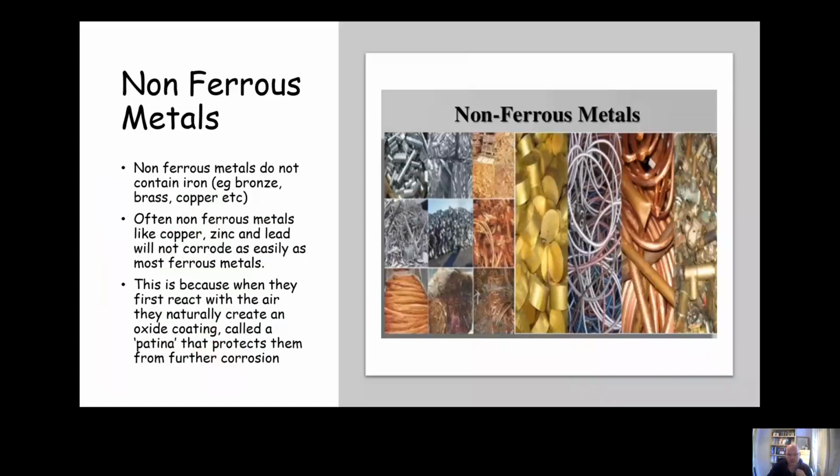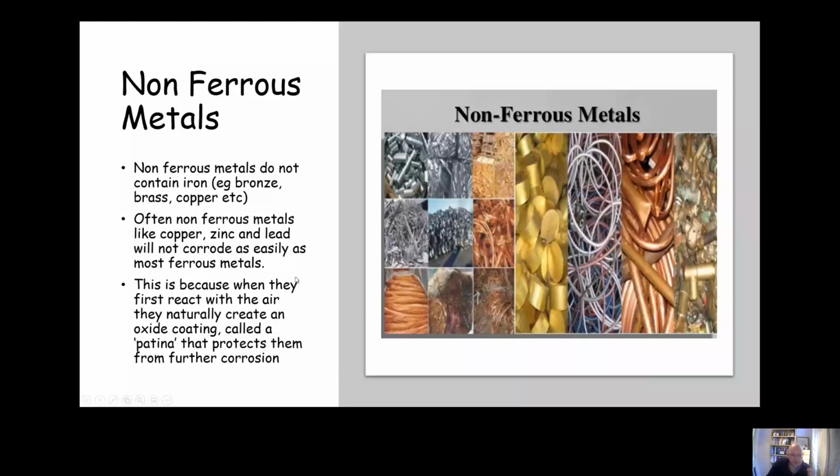Now we're going to briefly talk about non-ferrous metals. Essentially, non-ferrous metals are any metals which don't contain iron. So basically every other metal apart from iron and steel, really. Interesting point, quite often non-ferrous metals, some examples here are copper, zinc and lead, they don't corrode as easily as ferrous metals, even though arguably they should be more reactive.